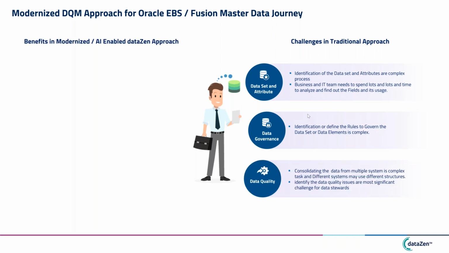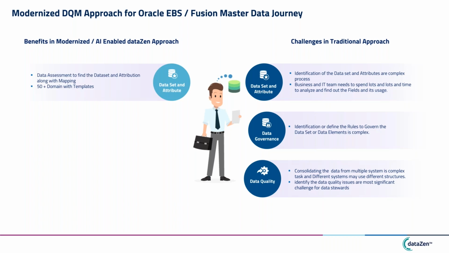And the last part is the data quality side. If you are getting data from the Oracle system and going through multiple rounds of the data quality process, what are the rules we need to apply? Those are pretty much the challenges of the traditional approach, but it is still possible. If you spend the time and energy and have the right brains behind it, we can make the traditional approach work. But in today's modernized world, how does an AI-enabled data engine, the Data Zen engine, help solve all these traditional approach problems?